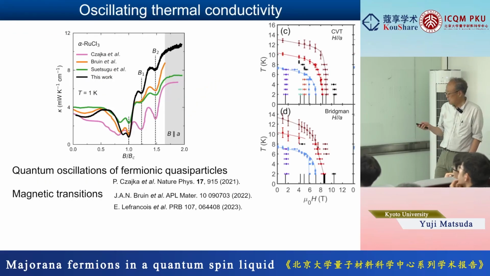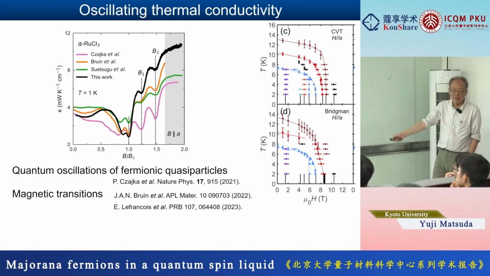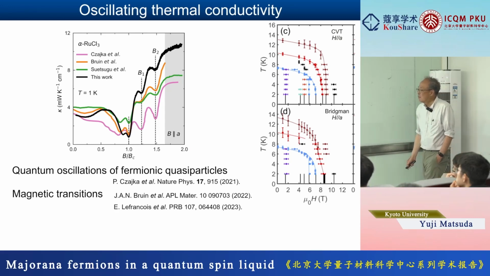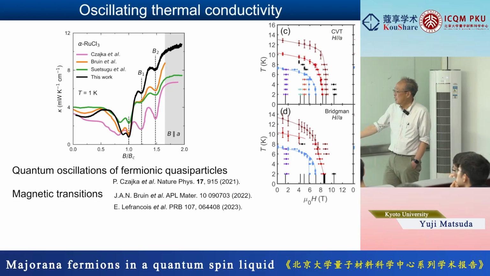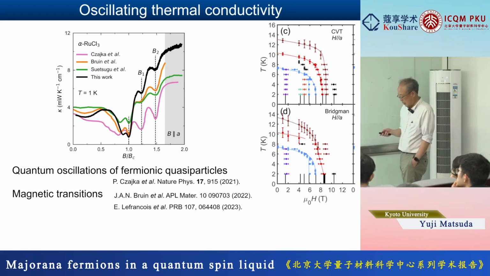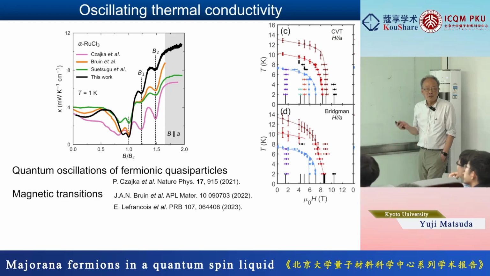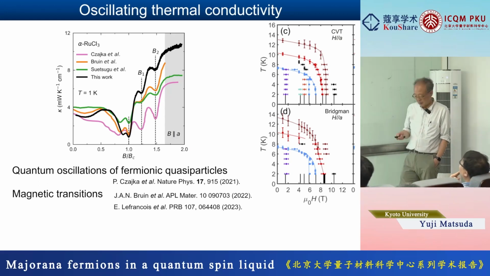Moreover, the Princeton group reports oscillating thermal conductivity like this. They claim this is a quantum oscillation of fermionic quasi-particles. But the Max Planck group and Louis Taillefer's group in Canada suggest this oscillation does not come from quantum oscillation, but from local magnetic order. Anyway, this is quite controversial. To clarify this point, we need a very clean crystal.